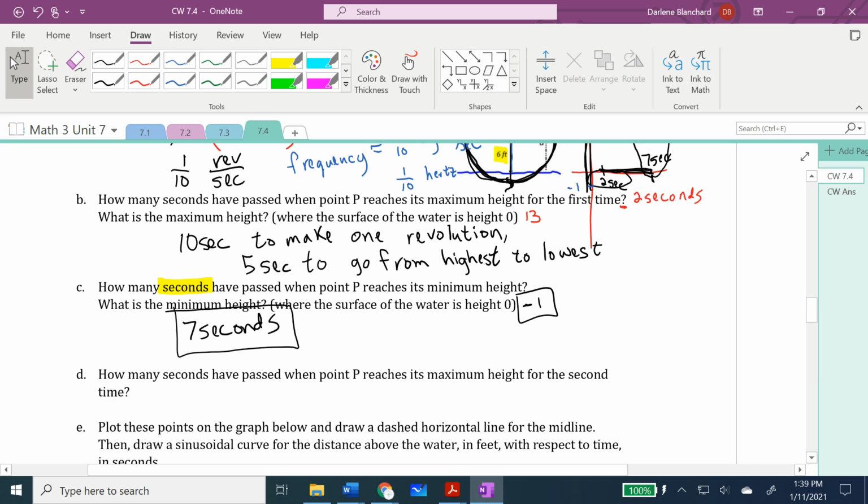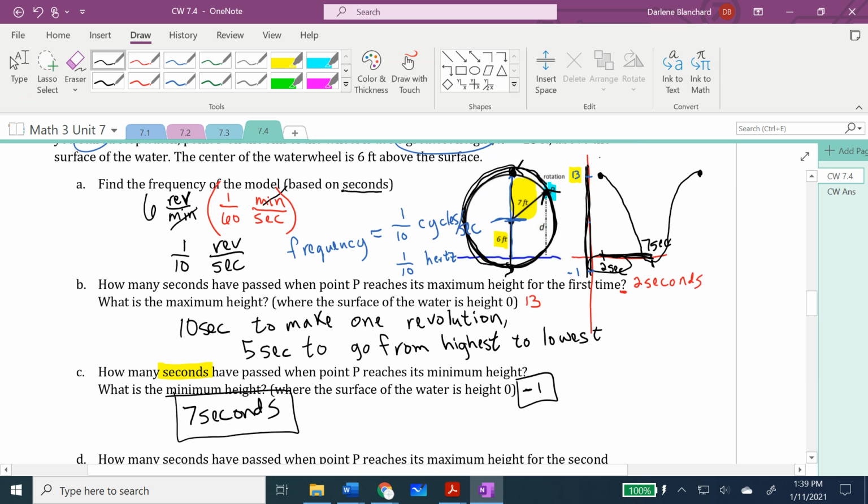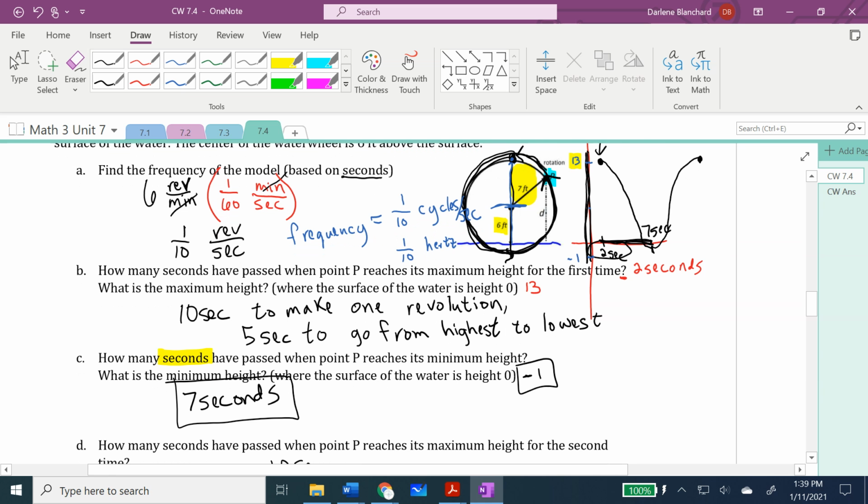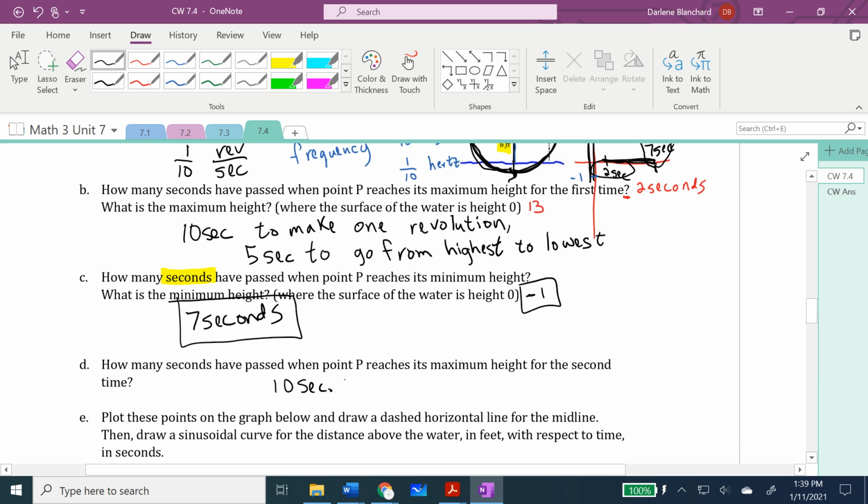Next question is, how many seconds have passed when point P reaches its maximum height for the second time? If it takes 10 seconds to make one revolution, and I actually started looking at the highest point 2 seconds into my stopwatch, then I need to add those 2 seconds on to get 12 seconds. So it takes 12 seconds to reach its maximum height for the second time.